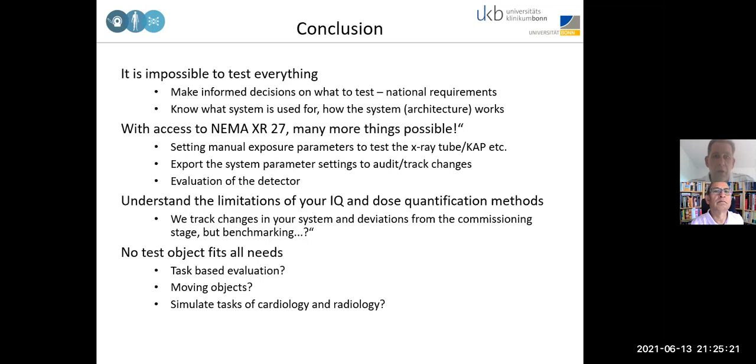So, conclusion. Make yourself informed: what are your national requirements? Know what your system is used for and how the system works. You have to learn your system. And NEMA XR27, I think a medical physicist in interventional radiology should not live without that, because everything you need is mainly written there.